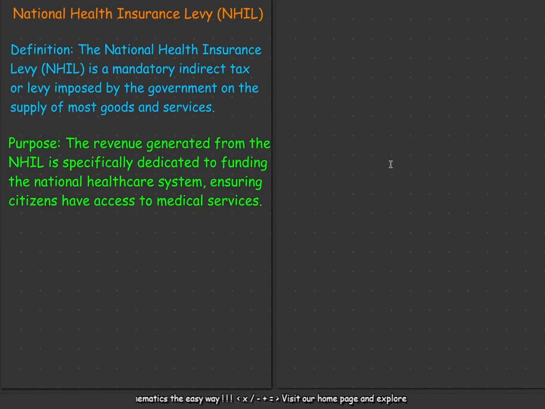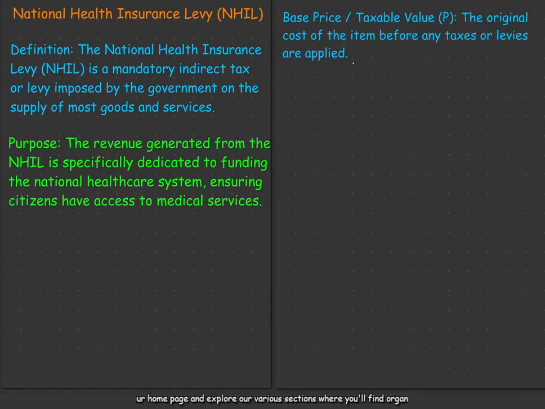Now, as we look at these terminologies, you realize that we have considered most of them in other applications that we have already covered. The first one is the base price. The base or the taxable value is the original cost of the item before any taxes or levies are applied. You see, if you import the good, before they get to the port, the original is the base price. That is the taxable value.